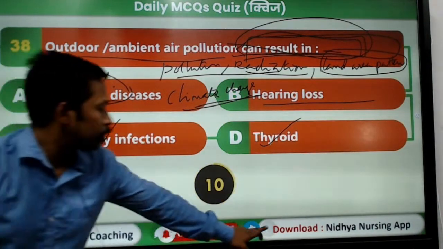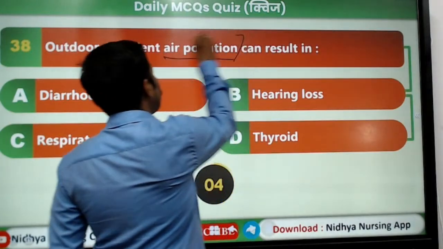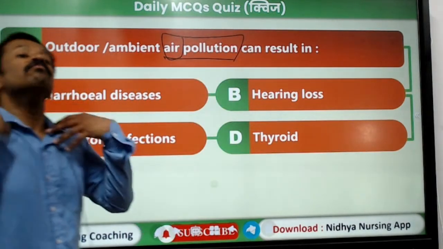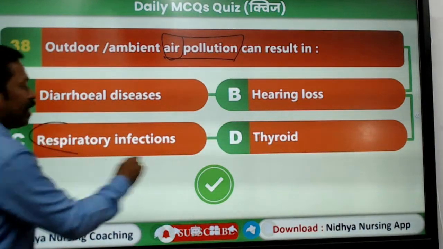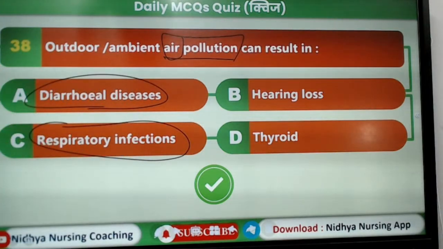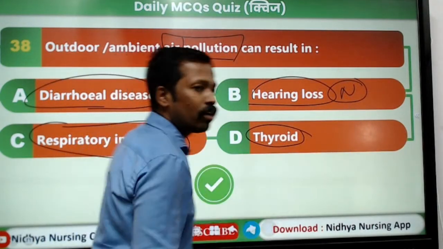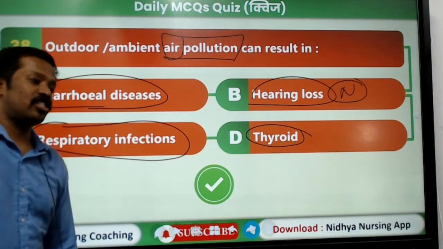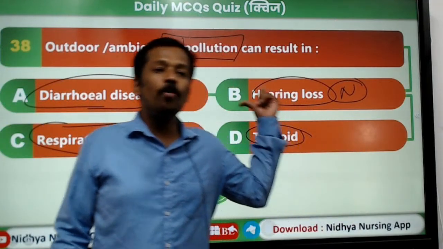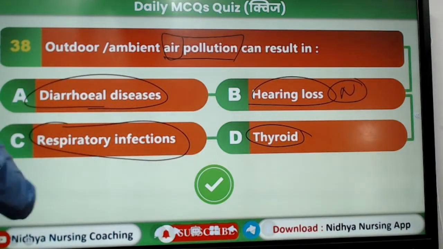Next one, a direct question. Outdoor or ambient air pollution can result in respiratory distress. Diarrheal disease is related to water pollution, hearing loss is related to noise pollution, and thyroid is related to endocrine disorder and diet. So what is the answer? Air pollution results in lung or respiratory system related conditions. Got it? Okay, fine.